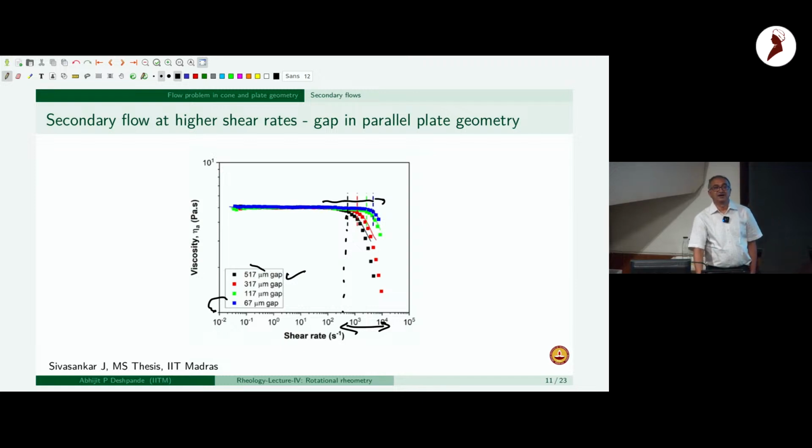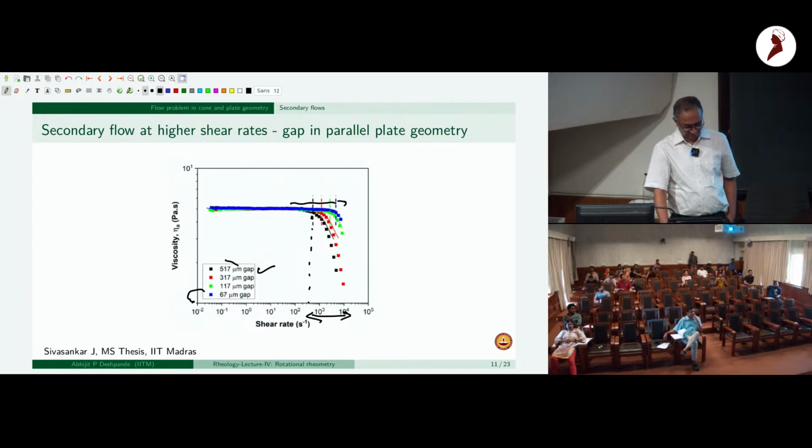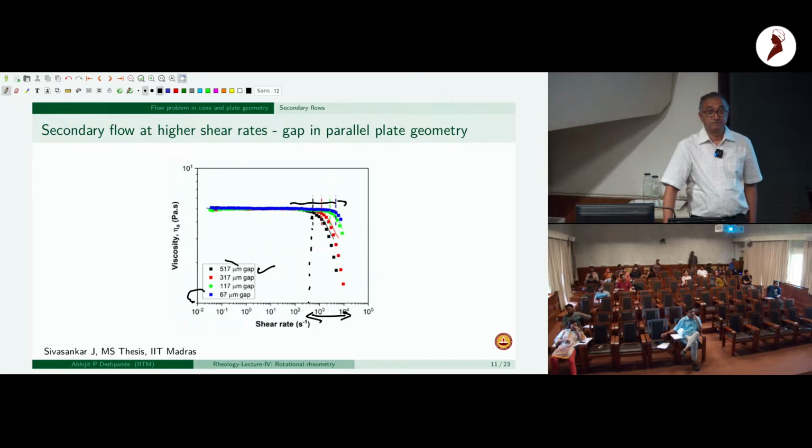In this plot, how do you know which gap is ideal for this measurement? Because there is an order of magnitude variation in gap, and suppose you don't know this is a Newtonian fluid, how do you know you can change the gap slightly and the measurement won't be affected? Because here we have changed the gap by orders of magnitude.